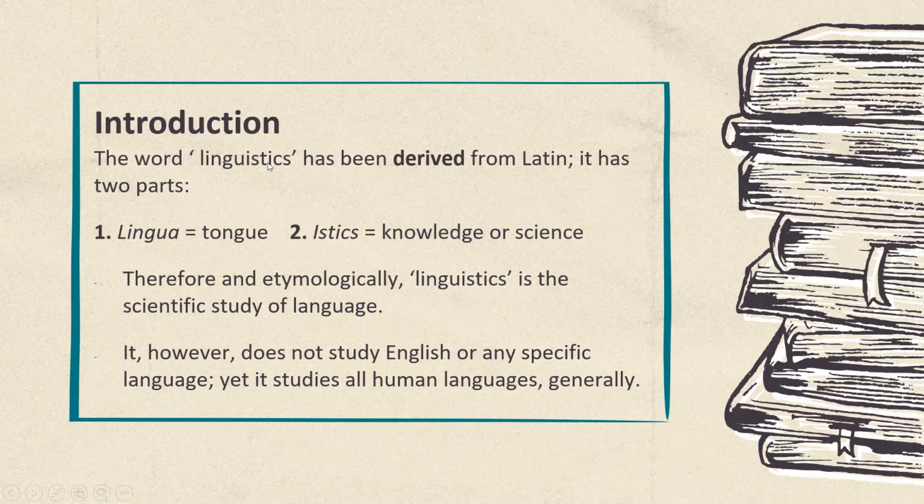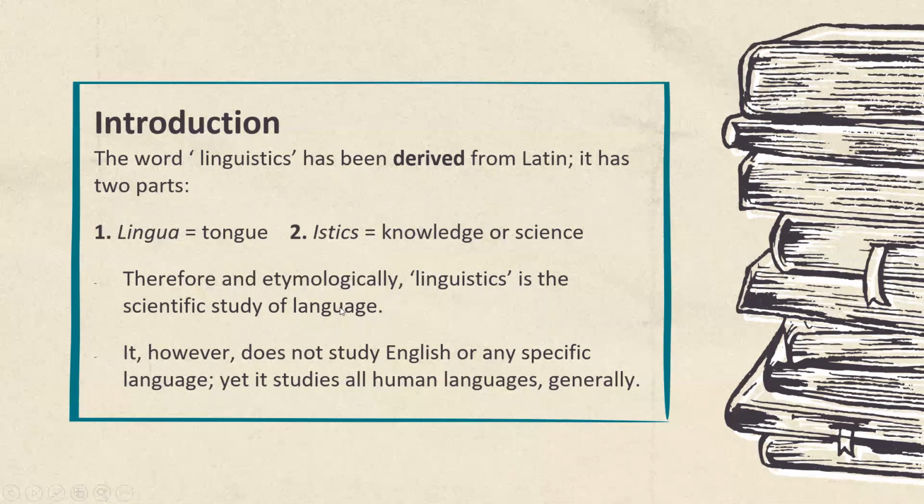It has 2 parts. Dividing the word linguistics, we can notice 2 parts: lingua and istics. Lingua means tongue, and istics means knowledge or science. So putting these 2 things together, we mean the knowledge or science of the tongue. And of course, when we say tongue, we have here a metonymy for language, because we use the tongue to speak and produce sounds, and sounds make words, as we said, and words compose language. So here we mean that linguistics is the knowledge or science of the tongue, or the science of language.